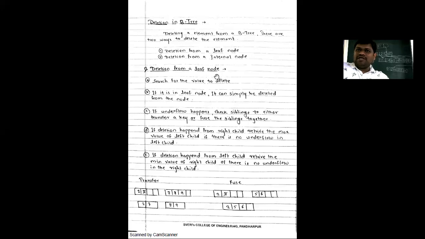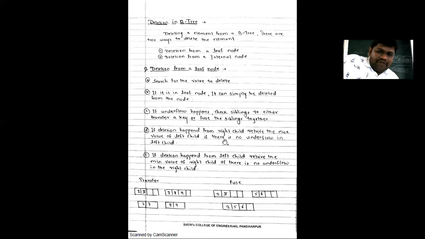Now deletion from the leaf node. Search for the value to delete. If it is a leaf node, you can simply delete it from the node, right? And if underflow happens, check the sibling to either transfer a key or fuse the siblings together, right? Transfer key karto kiwa. After that, what are you doing? Combining means you are fusing the keys, right?